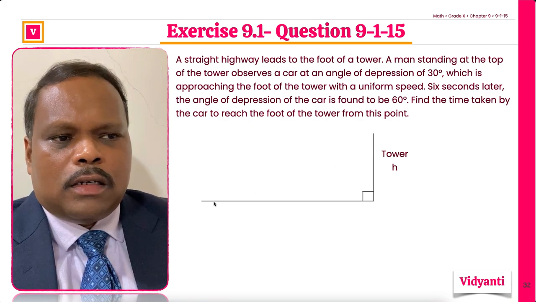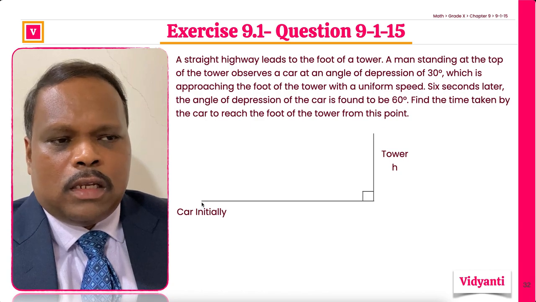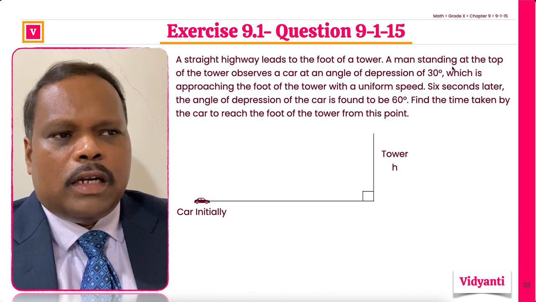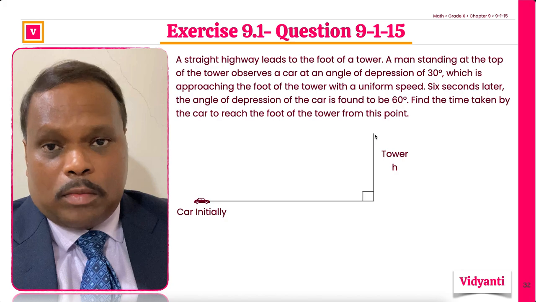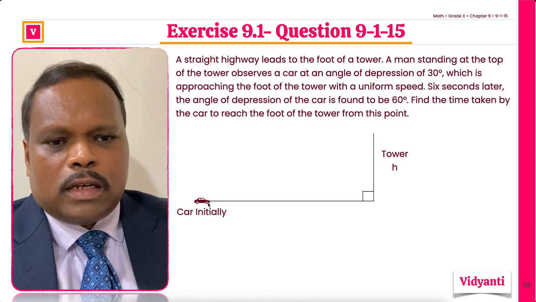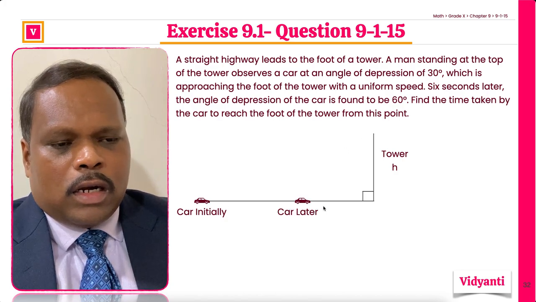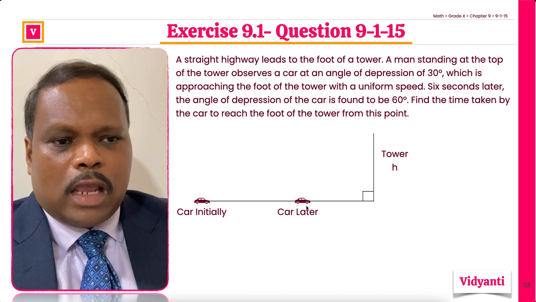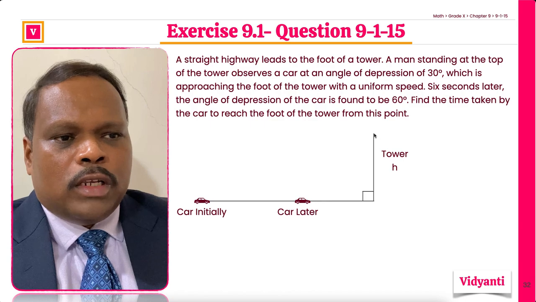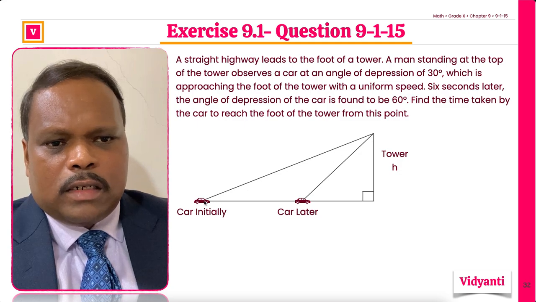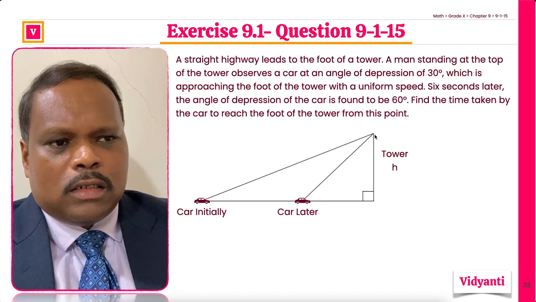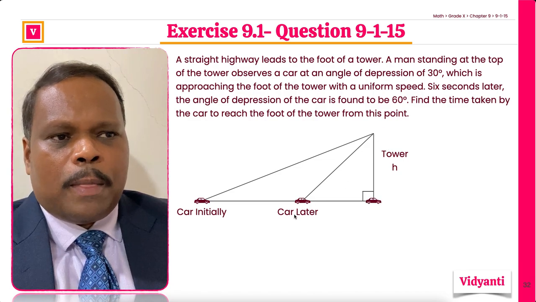A car initially is here, and a man is standing at the top of the tower. Since this is the tower, this is the top of the tower, so the man is standing here. He looks at the initial position of the car, and the final position of the car. Remember, the car is approaching the foot of the tower. When he looks in the beginning, the line of sight is like this one. After some time, the car comes closer to the tower, and the line of sight becomes like this one, and eventually the car will reach the tower.